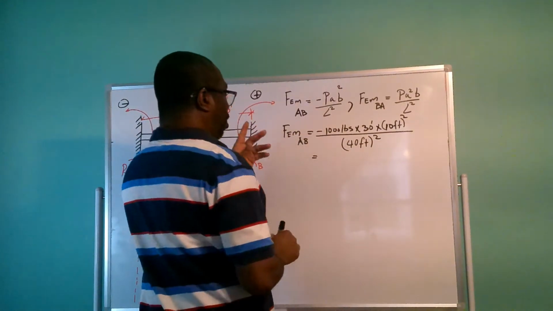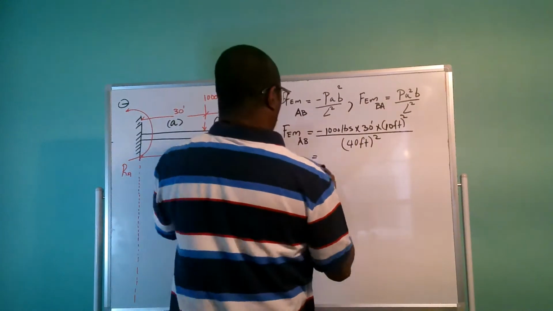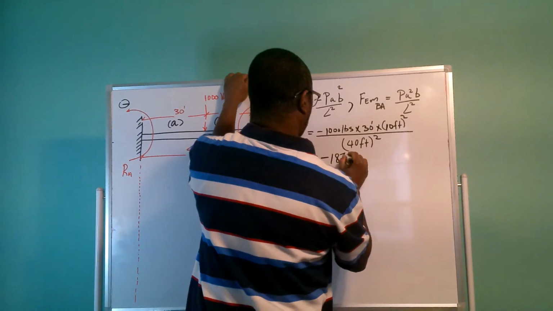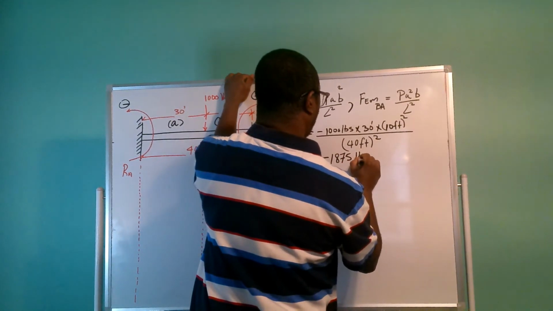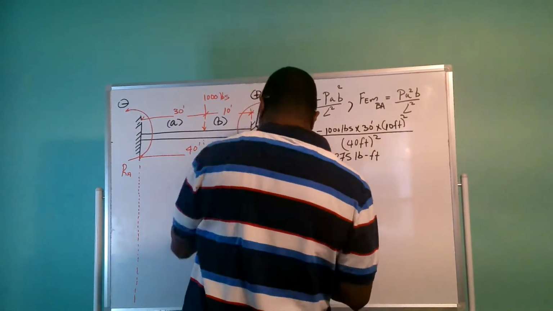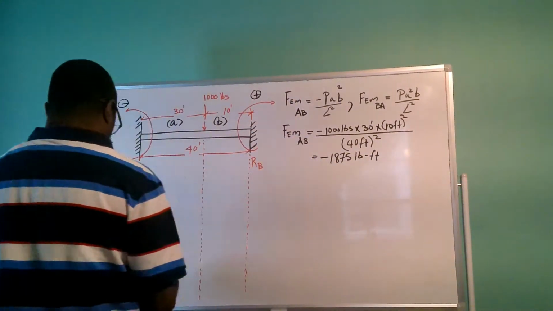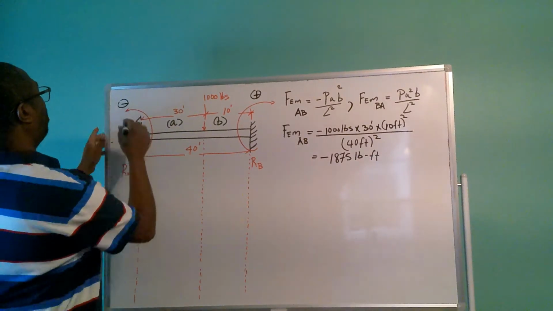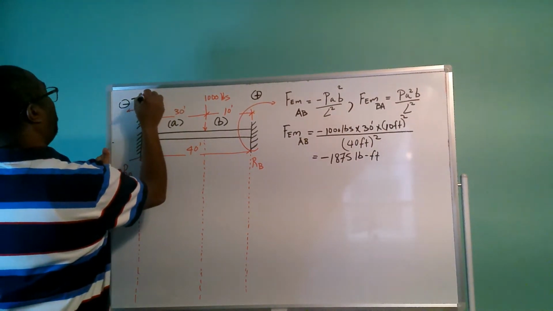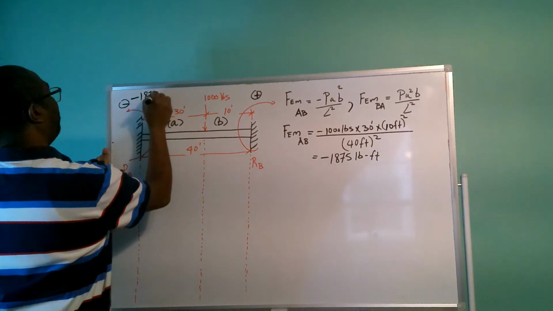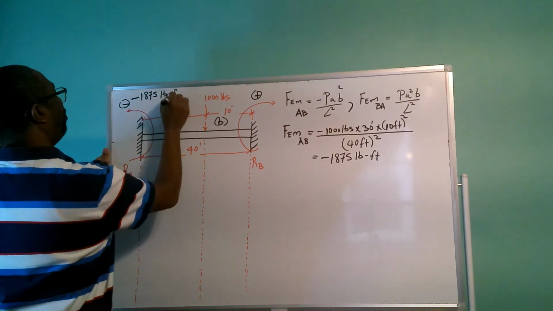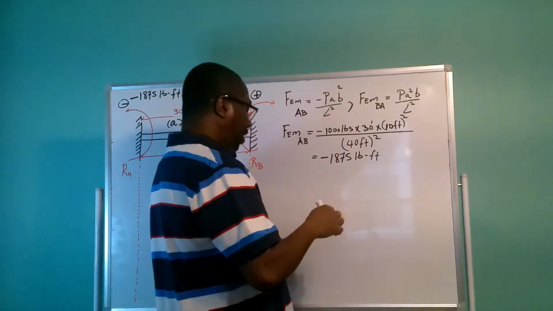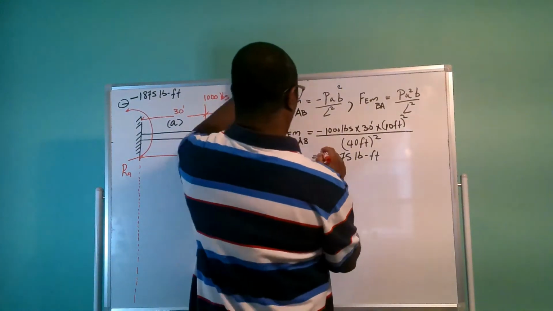If you plug this into your calculator, you're going to end up with minus 1,875 pound foot. So the moment at A is going to equal minus 1,875 pound foot. That is our fixed end moment for AB.